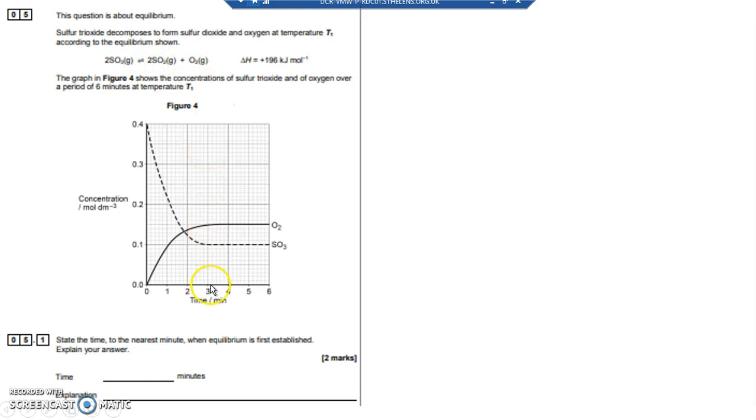So equilibrium has been established at time 3 when the concentrations of the O2 and the SO3 and the SO2 as well, if it was shown on the graph, would no longer change. State the time to the nearest minute when the equilibrium is first established. Okay, that's time 3. Explanation: the concentrations of O2 and SO3 are no longer changing.